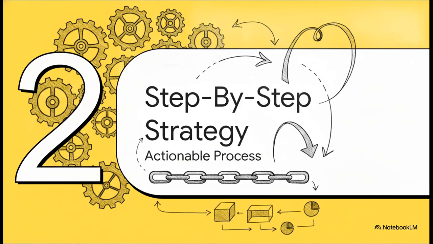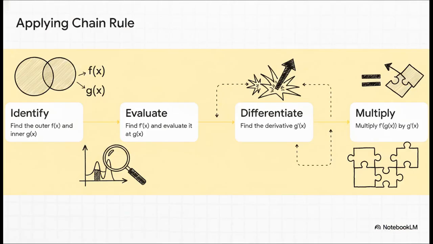Moving on to part two, our step-by-step strategy for an actionable process. Our source lays out this fantastic, foolproof four-step strategy to keep things organized. Step one, identify your outer function f of x and your inner function g of x. Honestly, isolating the pieces really is half the battle. Step two, find the derivative of that outer function and evaluate it at the original inner function. Step three, find the derivative of the inner function completely on its own. And step four, just multiply them together. By breaking it down into these distinct, manageable parts, even the most complex functions become highly solvable puzzles.